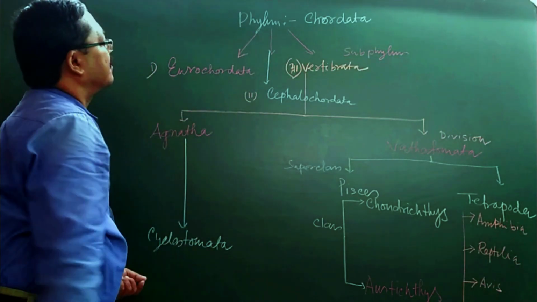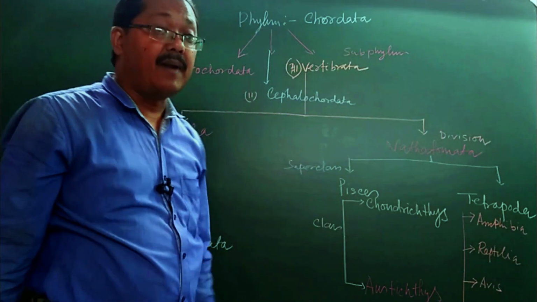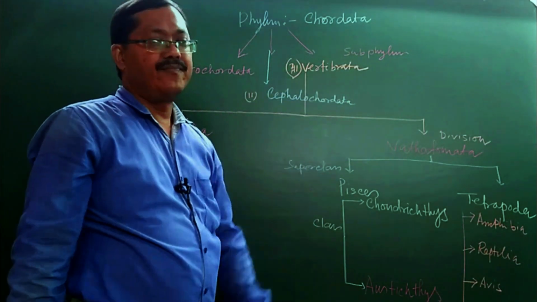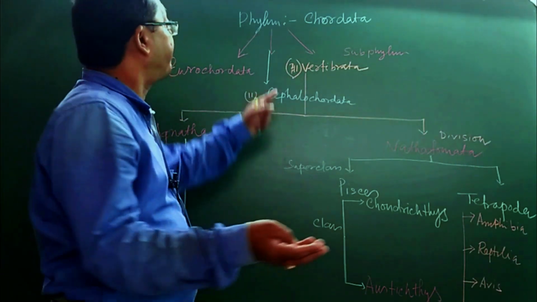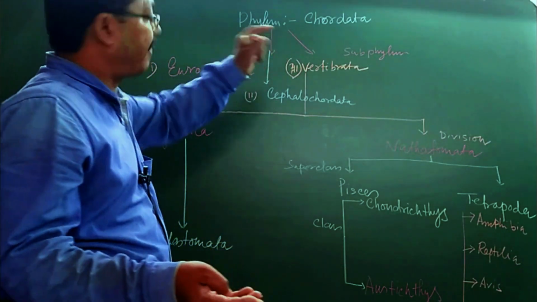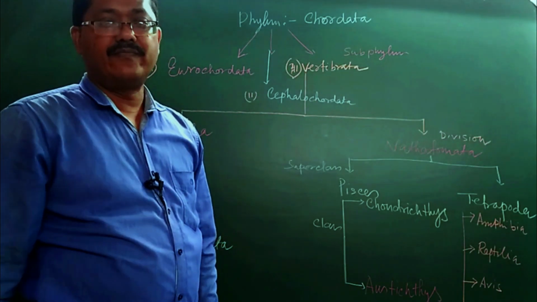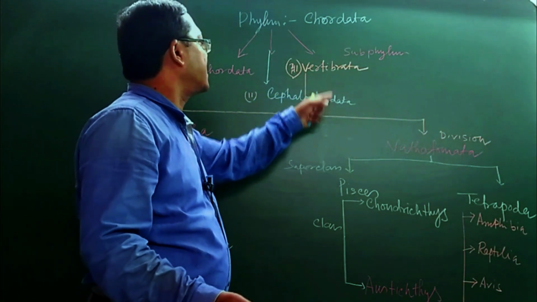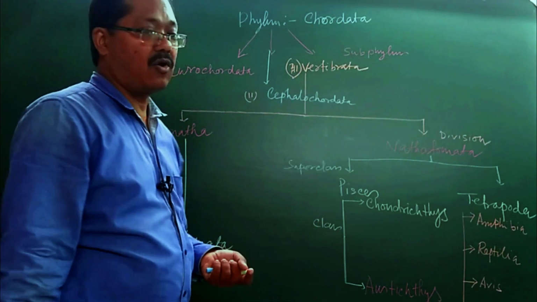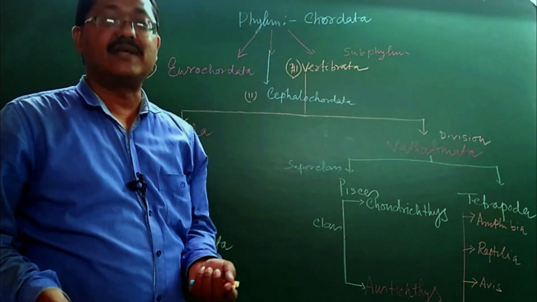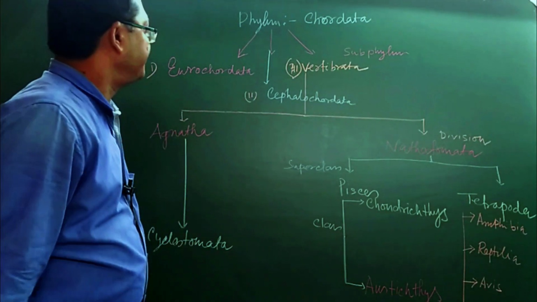When we consider vertebrata, it means they have a vertebral column, and the vertebral column is derived from the notochord that was present in the primitive subphylum below the nerve cord. Calcium is deposited in the notochord, and it gradually converts into the vertebral column, the main structural organization of the skeleton.